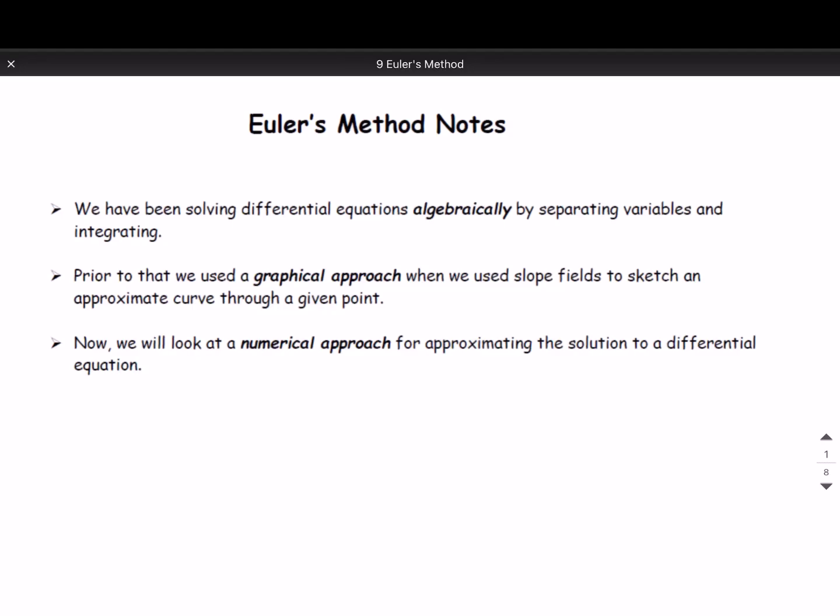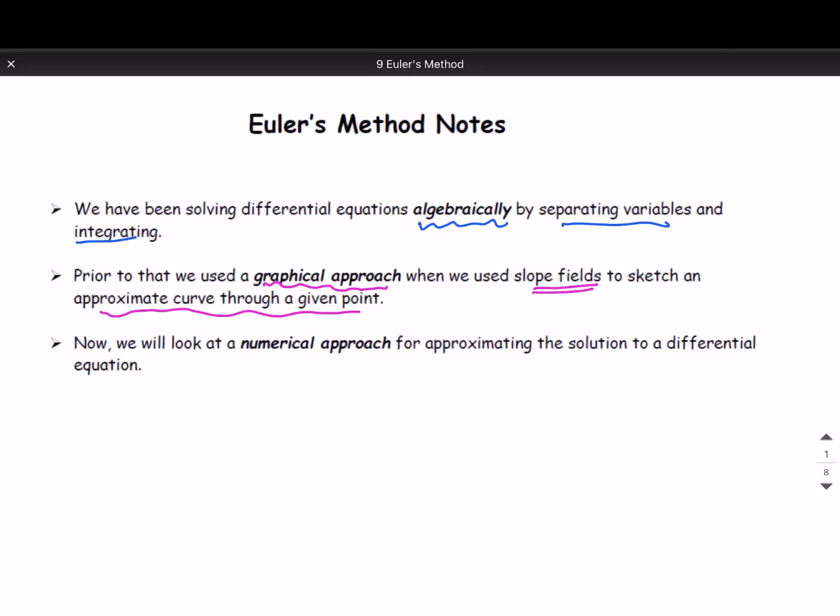Hello everyone. So far, we've been solving differential equations algebraically by separating our variables and then integrating. Before we did that, we used a graphical approach when we used slope fields to sketch an approximate curve through a given point. Remember, when we had the slope fields, we could actually visualize the family of solutions.